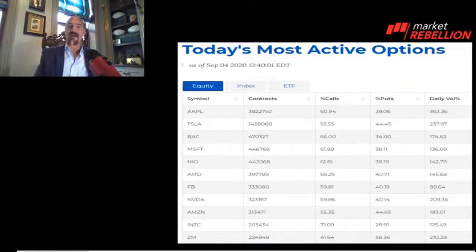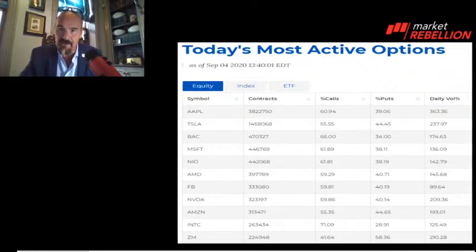Today's most active options. Look at that volume again. As you see, 4th of September, 3.8 million calls and puts, because that's contracts, which is both sides, trading in Apple. Tesla, 1.45 million. Bank of America, 470,000. Microsoft, 446,000. NIO, 442,000 contracts.